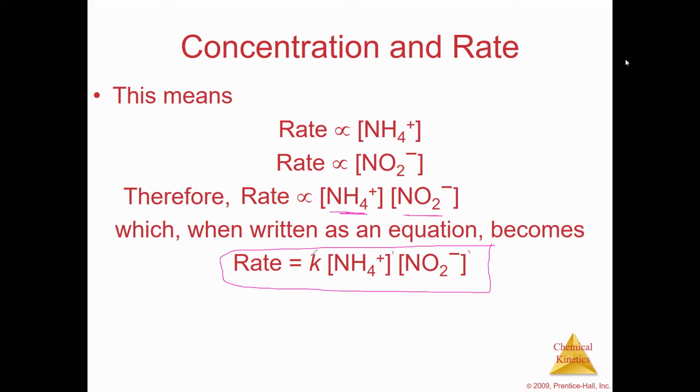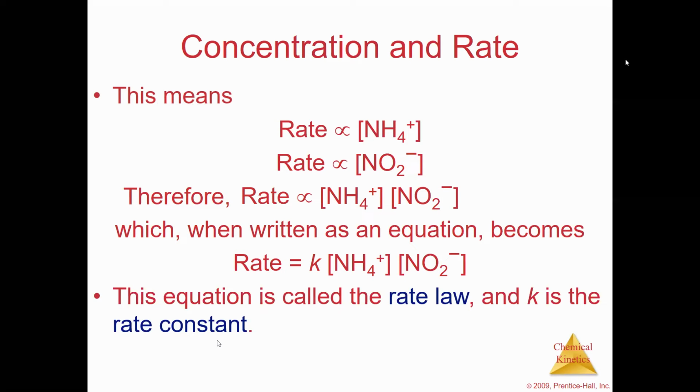But this is the rate law. Rate is equal to some constant that's temperature dependent. It's also dependent on what your reaction is. We just put in k if it's asking for rate law, not any numbers. And it's directly proportional to these two. Let me see if there's something else I want to show you. Oh yeah, okay. This equation is called the rate law, and k is our little rate constant, and it's different for each reaction.